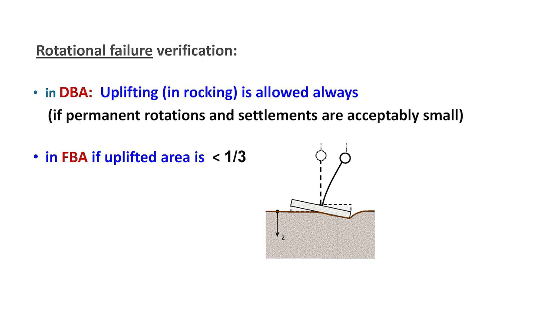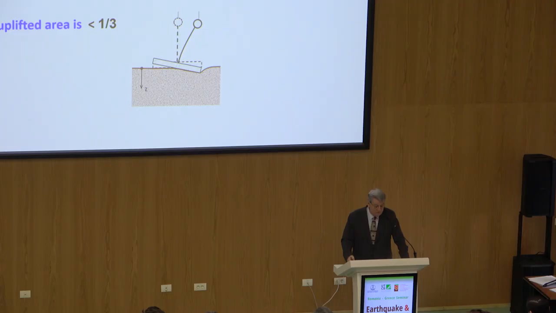I'm not geared with this. Rotational failure mechanisms, now that's important. In displacement-based design, uplifting and rocking is allowed, as much as you wish. In fact, our recent studies of the last 20 years show that it's better to have a lot of uplifting. It benefits the superstructure a lot.